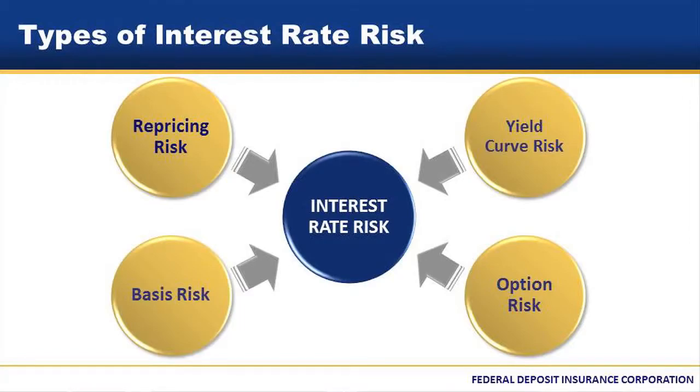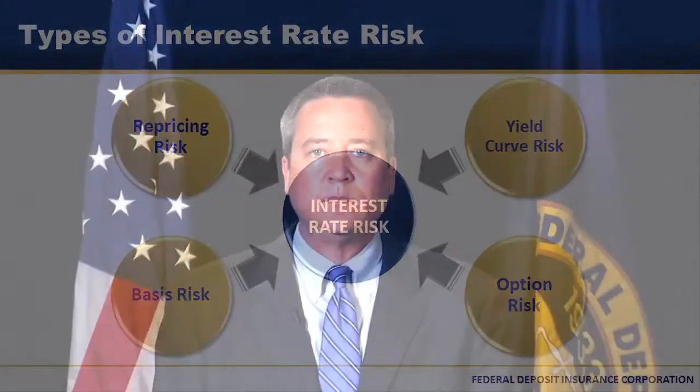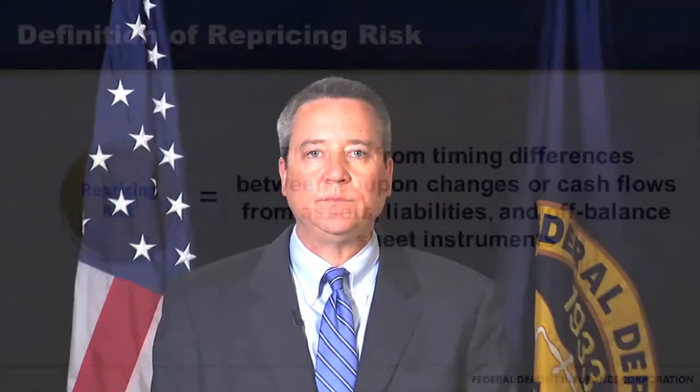Basis risk is the risk that correlations between rates on assets and liabilities will move in a fashion which is adverse to an organization's earnings and value. It's the risk that different indices do not move together. We will talk about each one of these in more detail throughout the rest of this presentation.